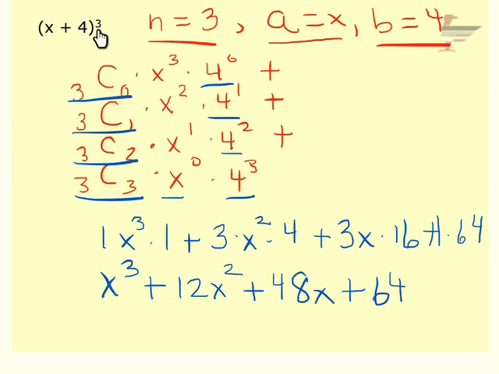So again, whatever your power is, you start there, choose 0 all the way up to itself. Take your first term to the power of 3 and work your way down to 0, and take the second term to the power of 0 and work your way up to the degree of 3. You multiply all those together and then add the individual pieces. Let's try another one.